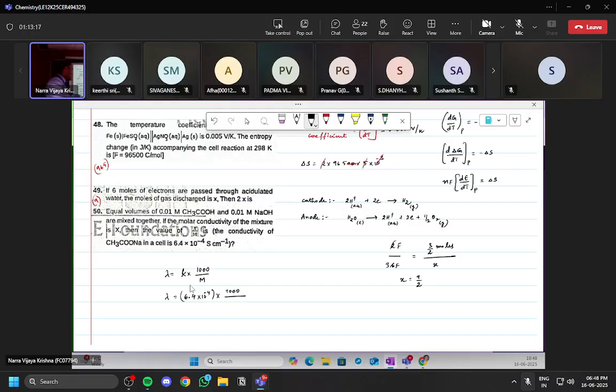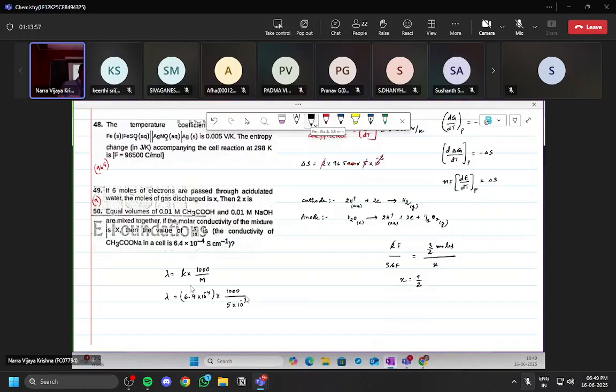Equal volumes. If it is 1 liter each, the moment I mix, the total volume becomes 2 liters. What happens to its concentration? It becomes half. Means the salt concentration becomes 0.01 by 2. Correct? So 0.01 by 2 can I write as 0.005? So I am writing it as 5 into 10 power minus 3.